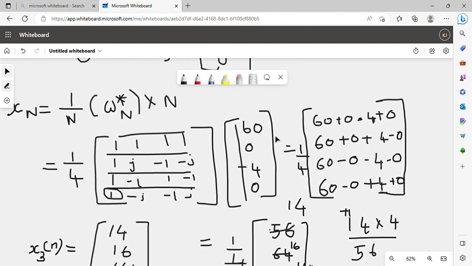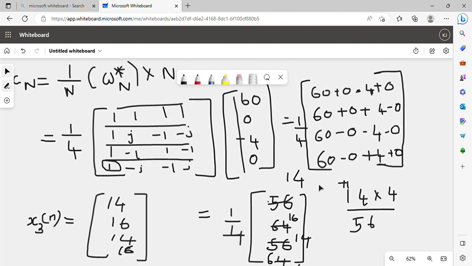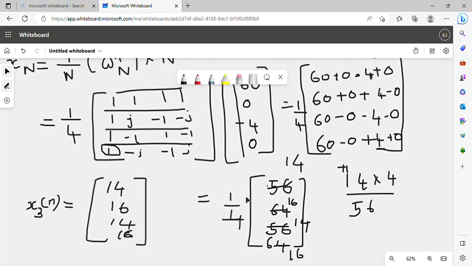And if you simplify this by multiplying, the same thing I told you before, you get it like this. And the resultant that you get over here, you have to divide by 1 by 4, and you get 14 16 14 16. So this is the resultant, right?